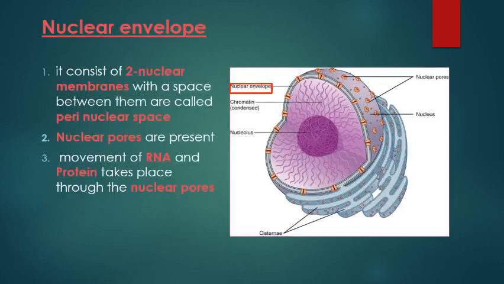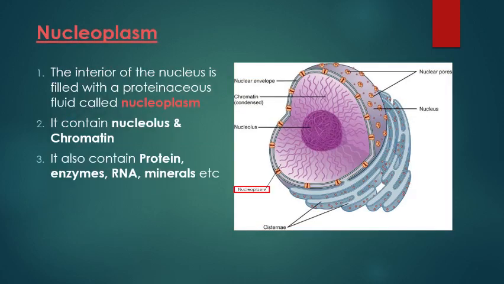Nuclear envelope. It consists of two nuclear membranes with a space between them called the perinuclear space. Nuclear pores are present. Movement of RNA and protein takes place through the nuclear pores. Nucleoplasm. The interior of the nucleus is filled with a proteinaceous fluid called nucleoplasm. It contains nucleolus and chromatin. It also contains protein, enzymes, RNA, minerals, etc.